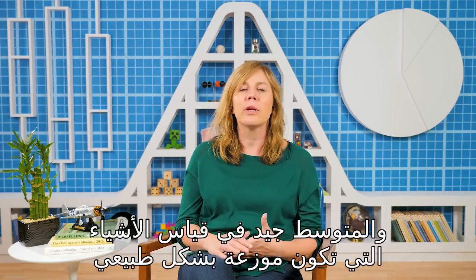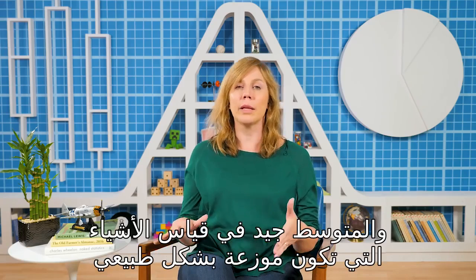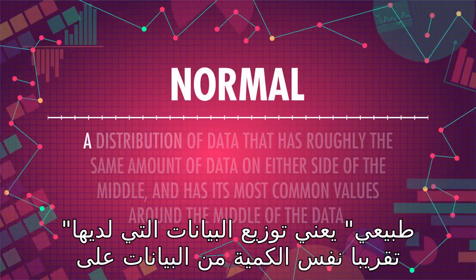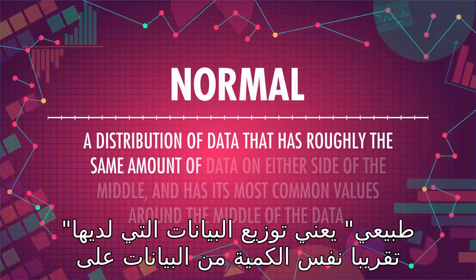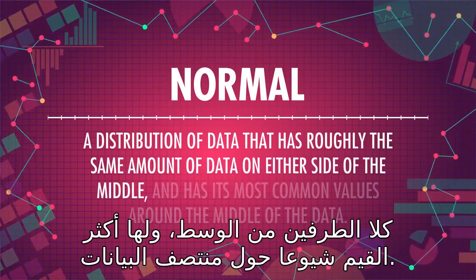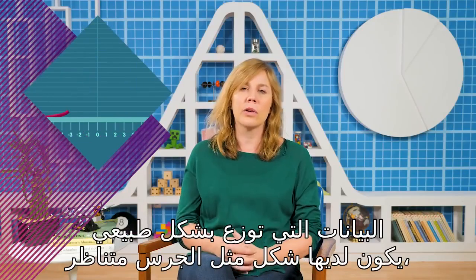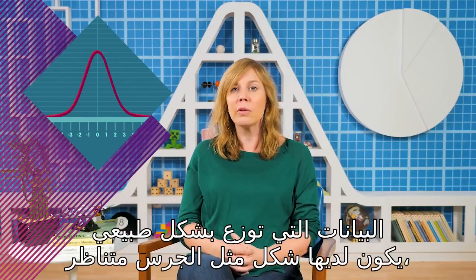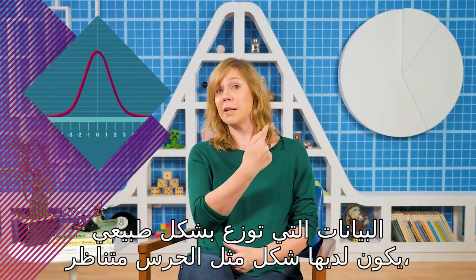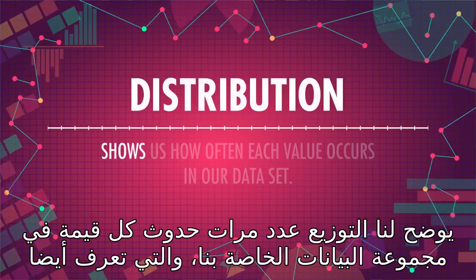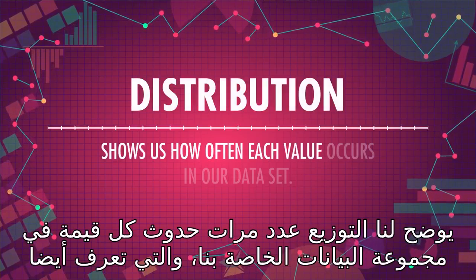The mean is good at measuring things that are relatively normally distributed. Normal means a distribution of data that has roughly the same amount of data on either side of the middle and has its most common values right around the middle of the data. Data that are distributed normally have a symmetrical bell shape that you've probably seen before. A distribution shows us how often each value occurs in our data set, which is known as their frequency.